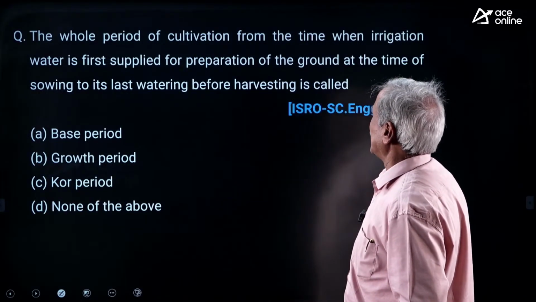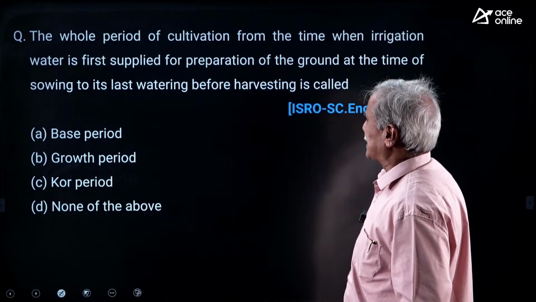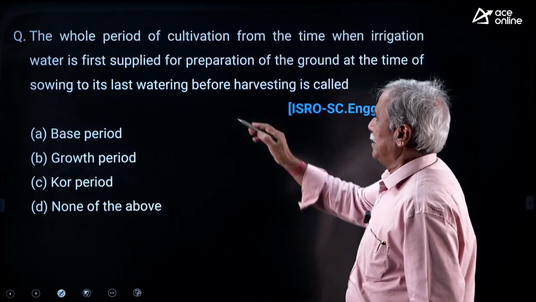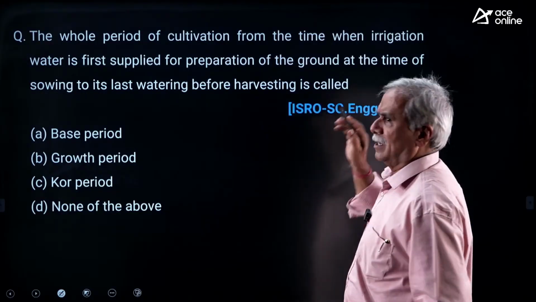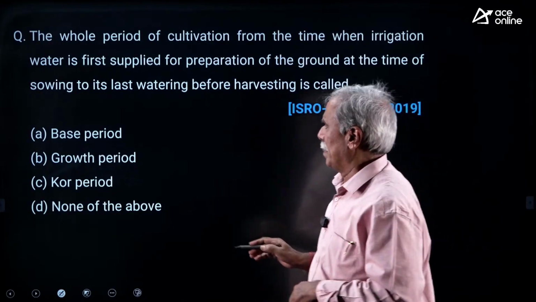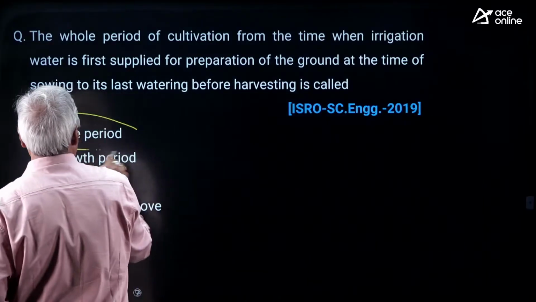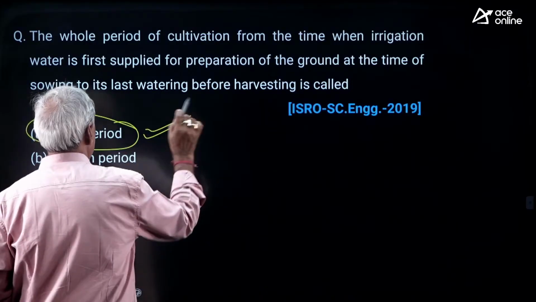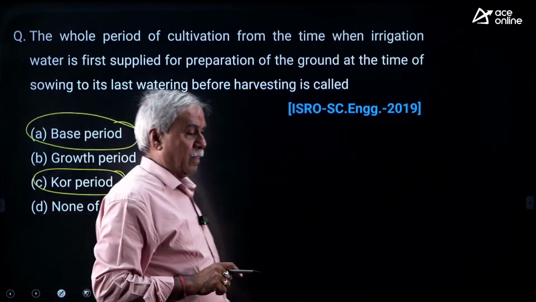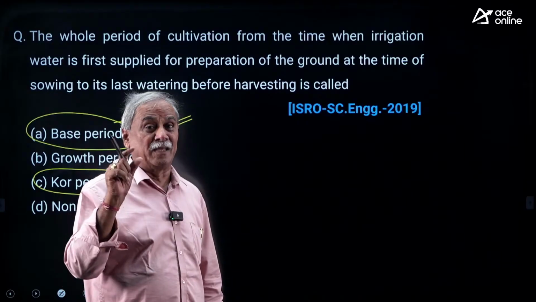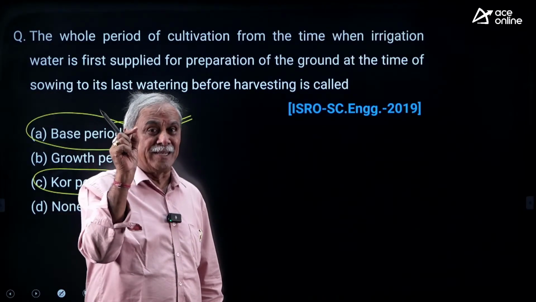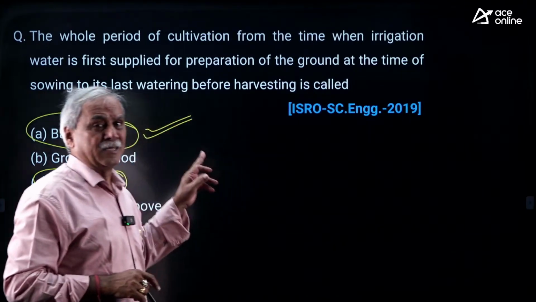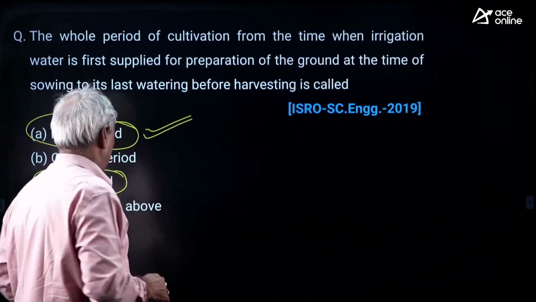The whole period of cultivation from the time when irrigation water is first applied for the preparation of the ground at the time of sowing until the last watering before harvesting is called, from the first watering to the last watering, I told you just now, base period. Core period is the second watering given to the field or first watering given to the crop when the crop is a few centimeters. Core watering is also one important definition they will ask. For the given question, the answer is base period.